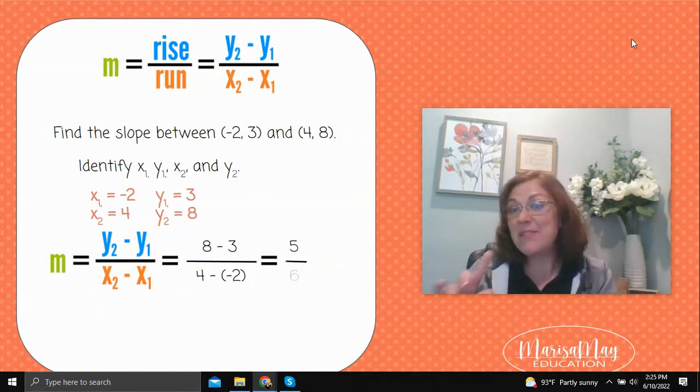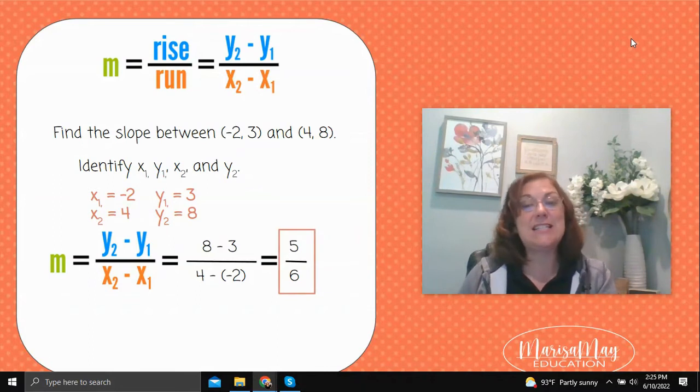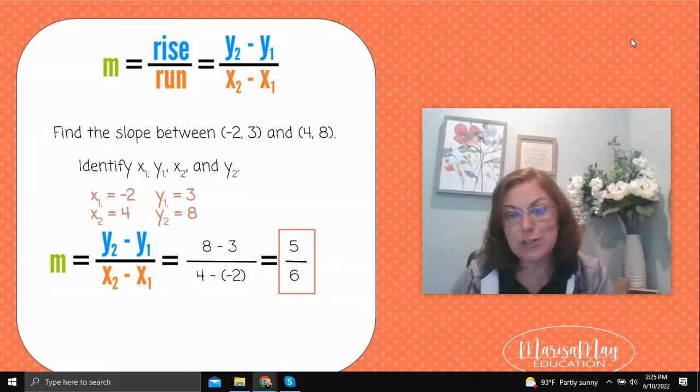And on the bottom, very carefully with subtracting a negative, we're going to get 6. Now, if you want to use your calculator to make sure you don't mess up with those negatives, I definitely encourage you to use that.